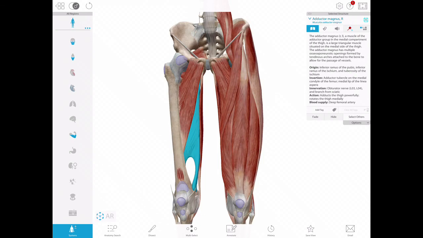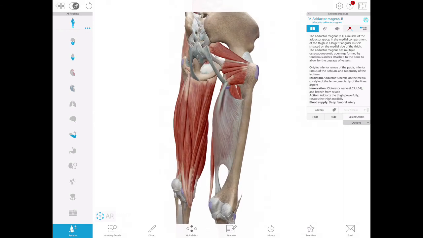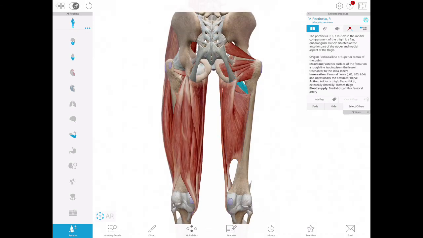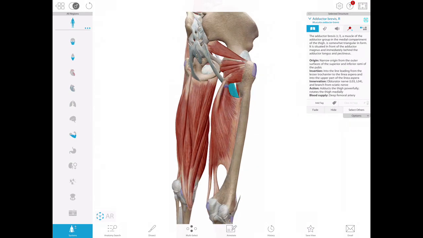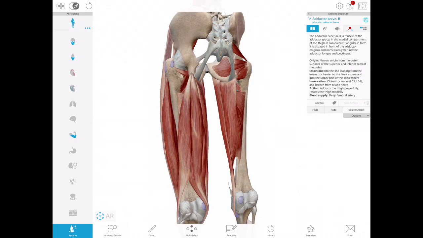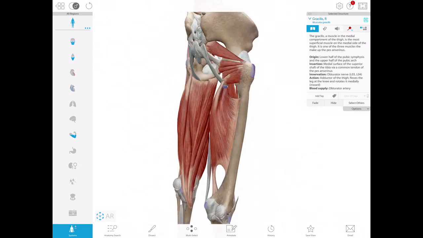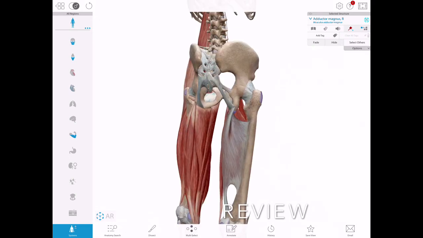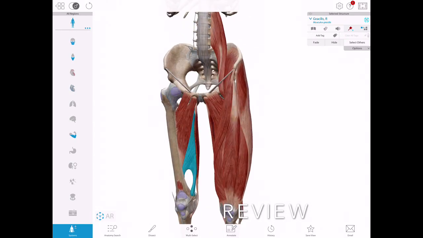Also wanted to show a posterior view of these muscles. So if we turn this around, we see that is the adductor magnus, and we have the pectineus there, and we can see the adductor brevis there, and also there's the gracilis. A quick review: we have the pectineus, adductor brevis, adductor longus, adductor magnus, and gracilis.